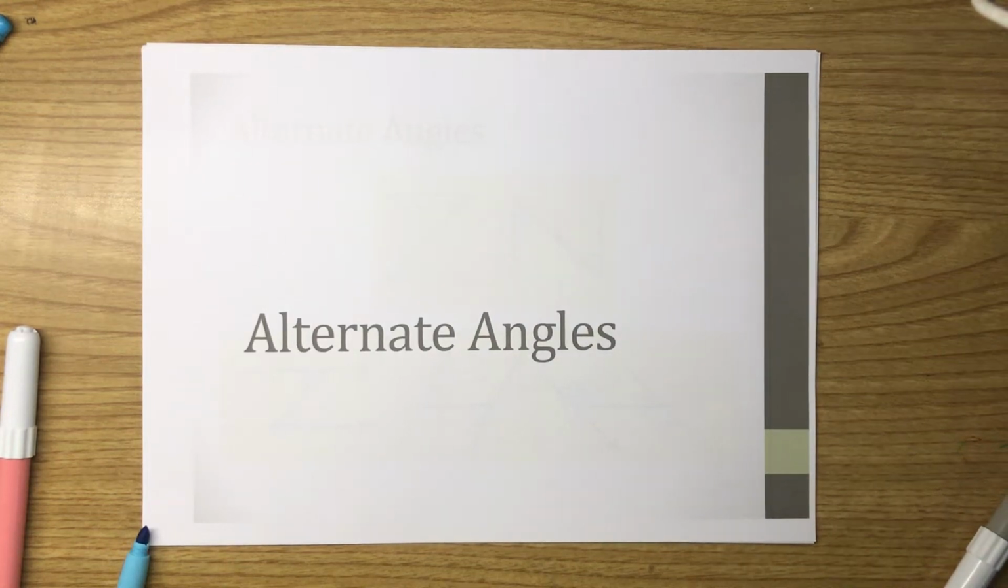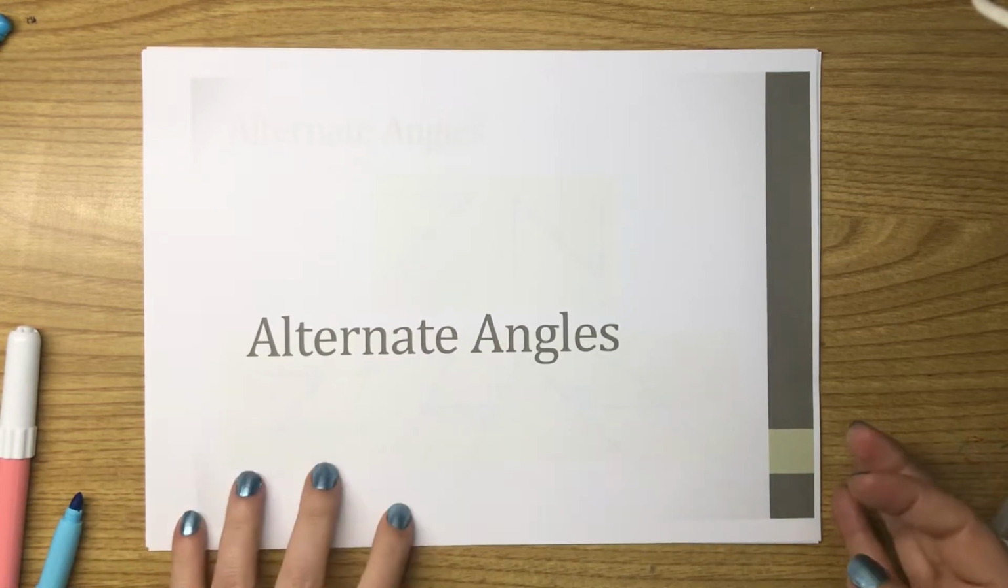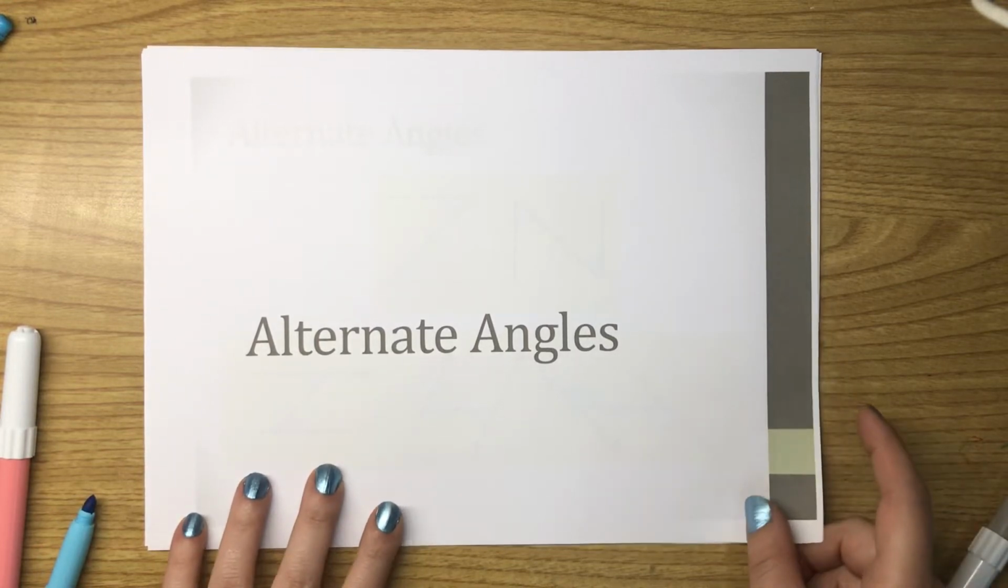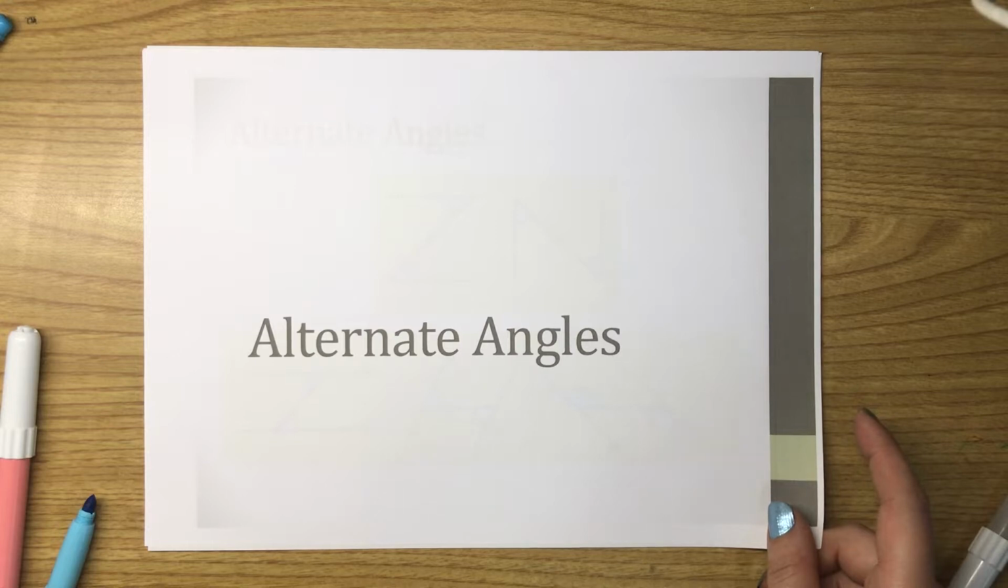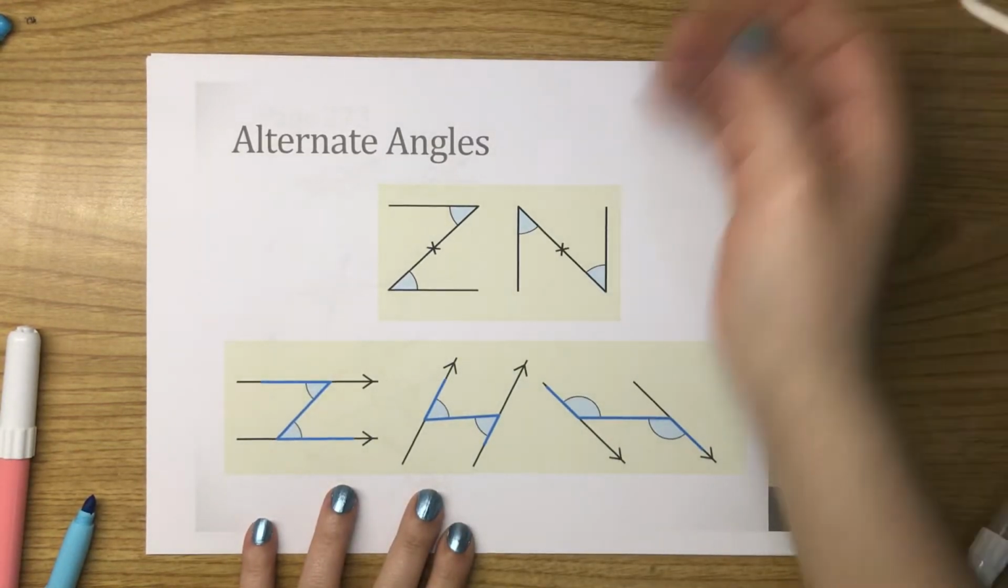Alternate angles. Remember, the last lesson was about corresponding angles with parallel lines. Today we are going to take another property. It's called alternate angles. Alternate angles.